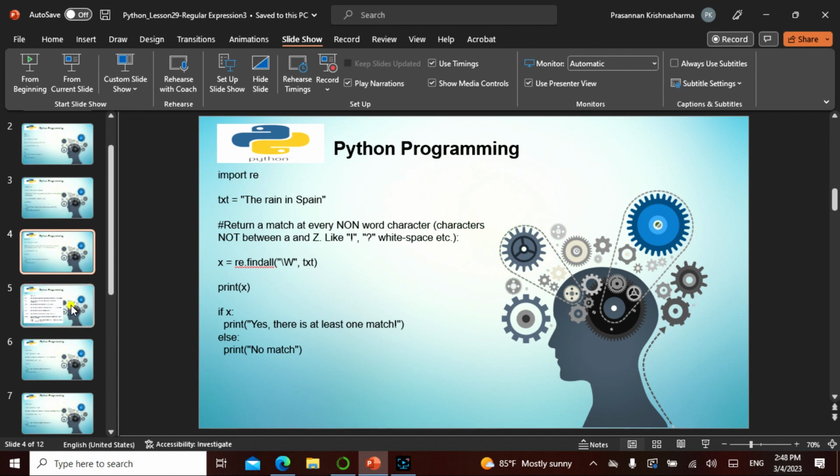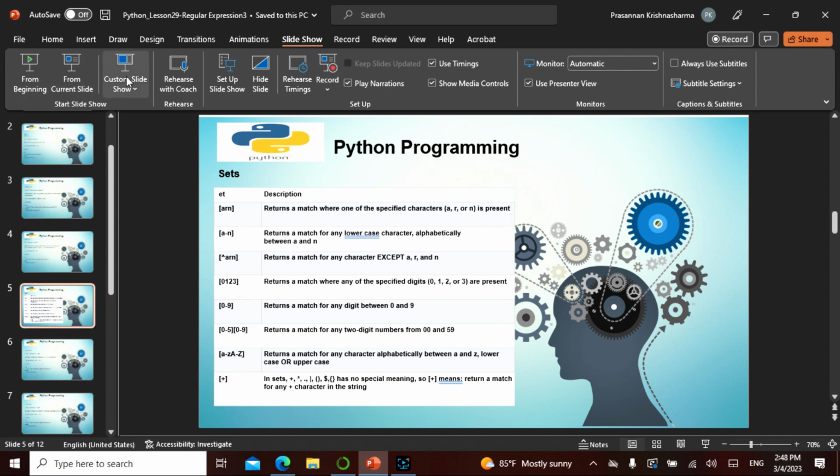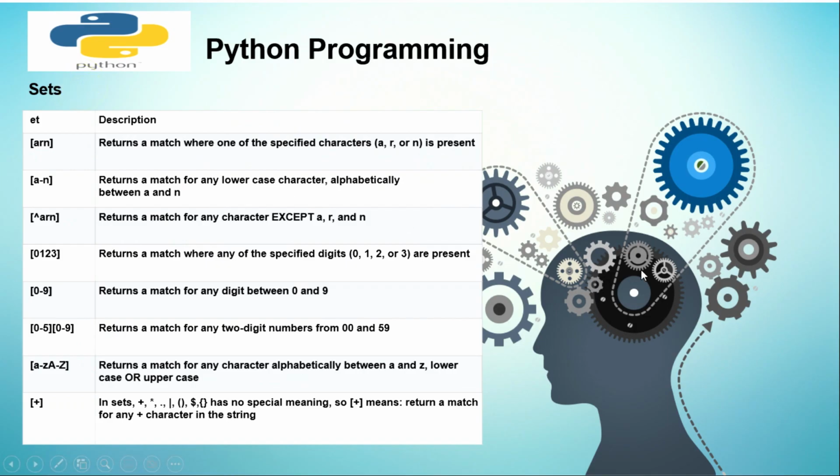Okay, so the next one I'm going to be talking about is sets. A set is a special sequence, and this is a set. What is a set? As I always say, we have been going over square brackets, flower brackets and normal brackets, right? So this is a square bracket. So what is in a set?